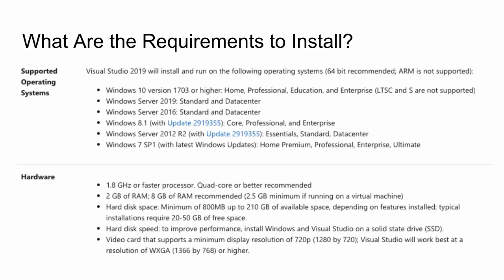So what are the requirements? Well, here are the requirements for the runtime. You really need a modern version of Windows to install Visual Studio 2019. As far as the hardware requirements, they recommend that you have a 1.8 gigahertz or faster processor, 2 gigabytes of RAM, a minimum of 800 megabytes of disk space, and an SSD solid state drive is recommended for better performance. You can also look at the video requirements and a minimum display resolution of 720p. So it's a pretty heavyweight package. You do need a decent hardware platform to run this on, as well as a modern operating system.